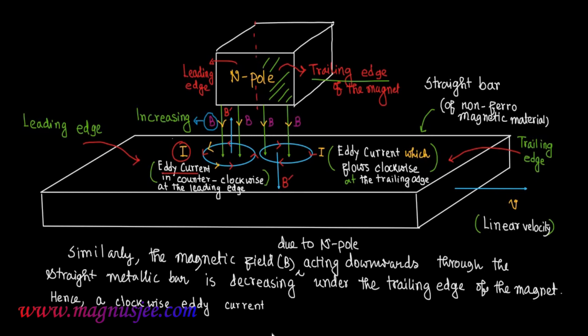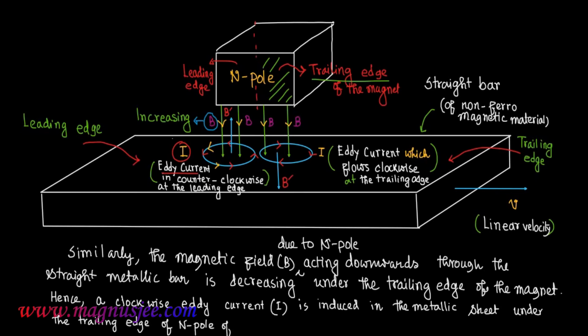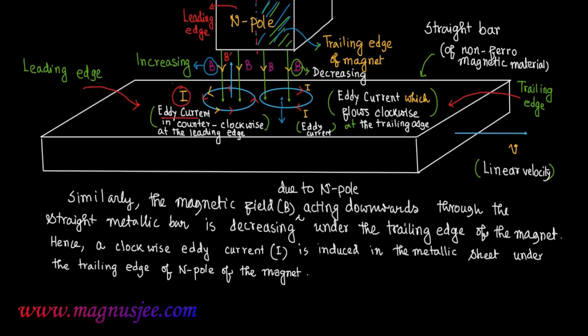a clockwise eddy current I is induced in the metallic straight bar or sheet under the trailing edge of the north pole of the magnet. In the diagram, the magnetic field B prime acting downwards due to the eddy current flowing clockwise under the trailing edge of the north pole is the magnetic field which opposes the magnetic field B produced by the north pole.